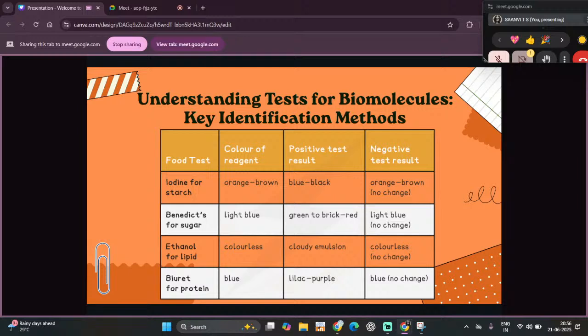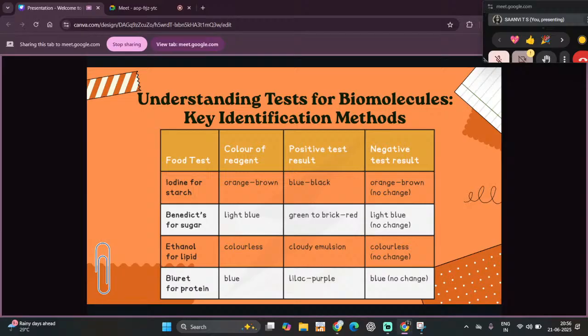Similarly, for Benedict solution, the color of the reagent is light blue. And when it is added to appropriate sugar, as mentioned, reducing sugar, it will turn green to brick red. That is the spectrum of the color. So that means that the key takeaway is that light blue changes to brick red or green for sugars present while Benedict solution test happens.